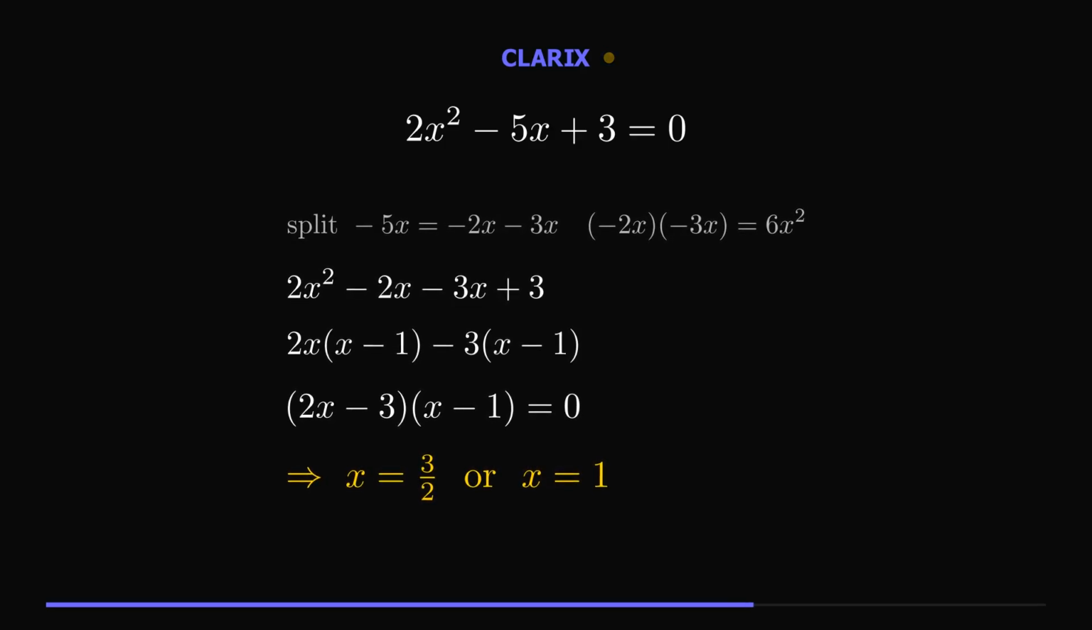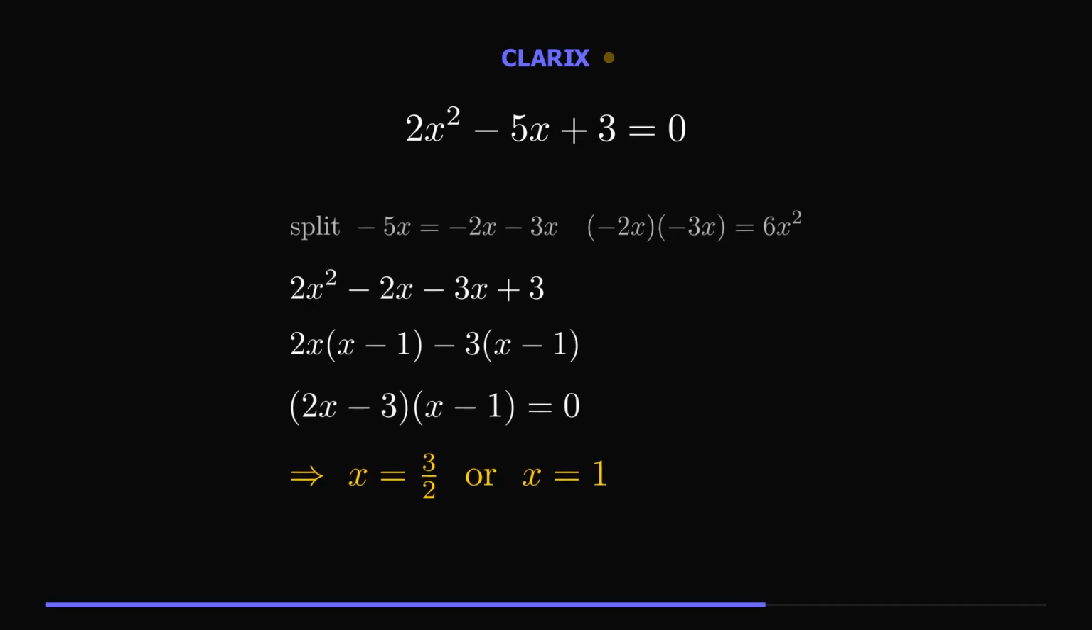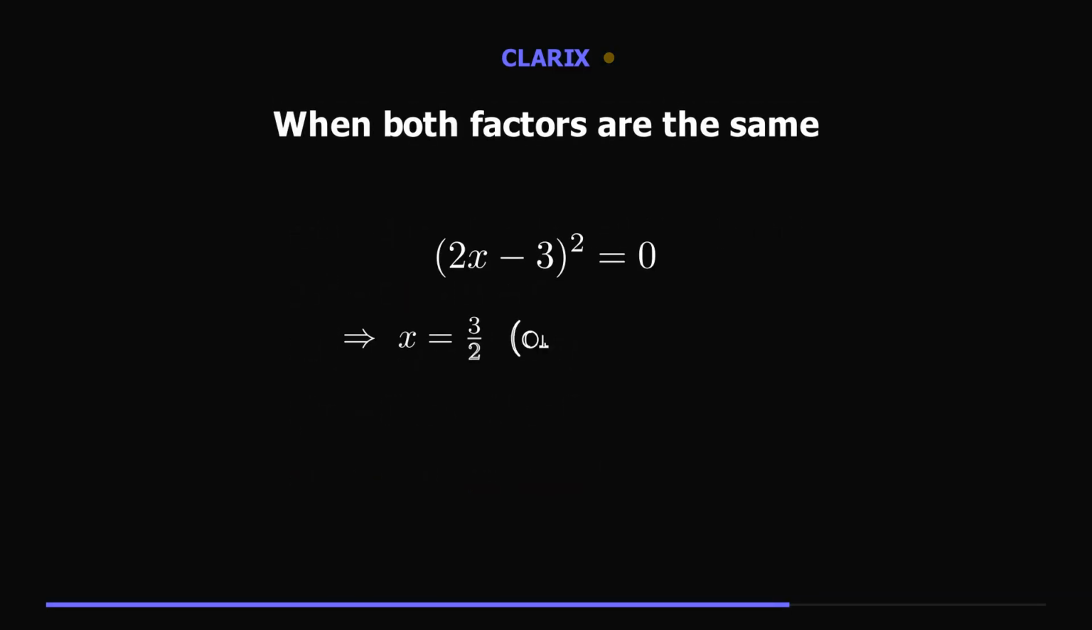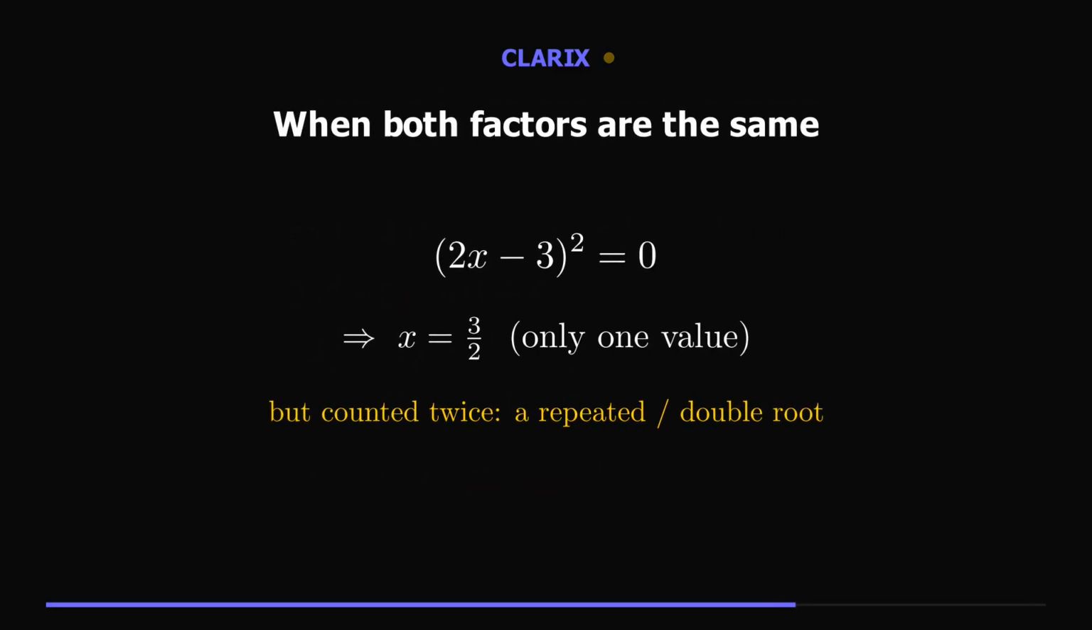2x minus 3 equals 0 gives x equals 3 over 2. x minus 1 equals 0 gives x equals 1. So the roots are 1 and 3/2. That's the whole method. One more case. Sometimes both factors are the same. If a quadratic factors as something squared, then setting it to 0 gives just one value, but we call it a repeated root, counted twice.